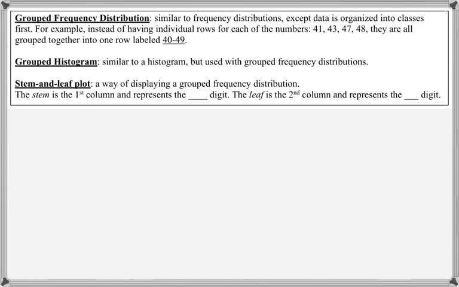A grouped histogram is similar to a histogram, but it's used with a grouped frequency distribution instead of a normal frequency distribution. And then lastly, a stem and leaf plot is a way of displaying a grouped frequency distribution. The stem is the first column and represents the tens digit. The leaf is the second column and represents the ones digit.